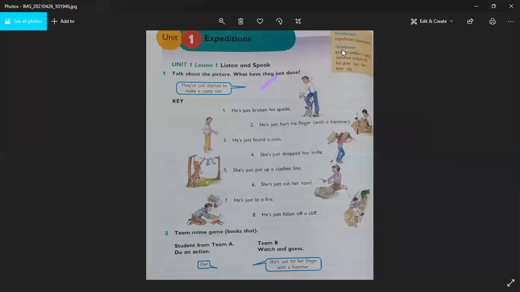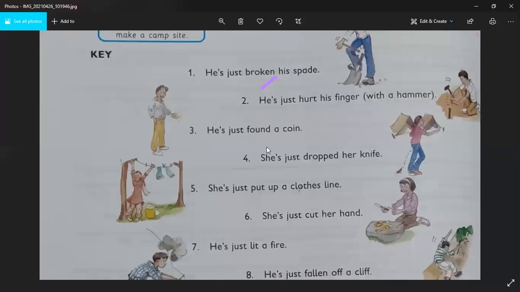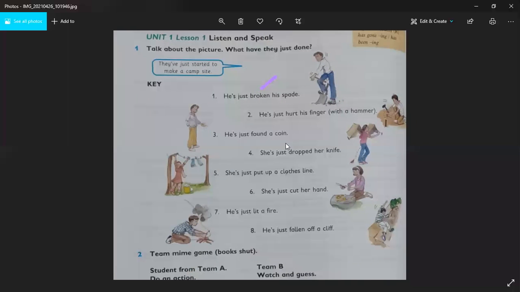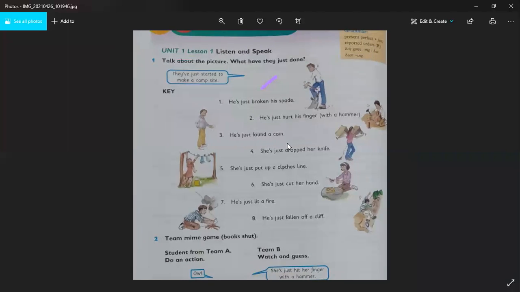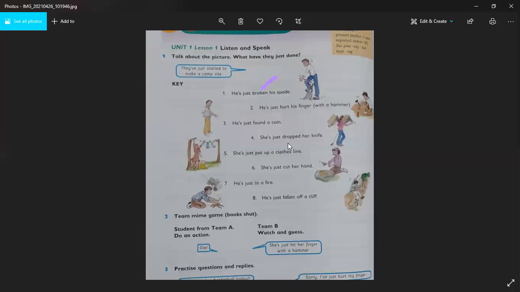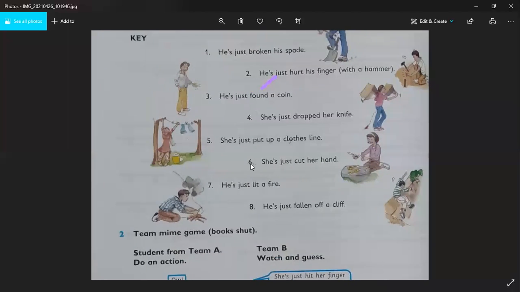Okay, now look at picture number five. She has just put up a clothesline. Can you see what she is doing in this picture? She is putting up a clothesline. She is putting clothes on this. And look at picture number six. She has just cut her hand while cutting this fish. She has just cut her hand.